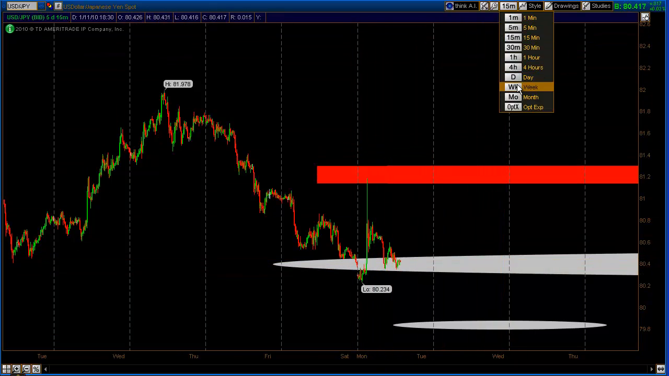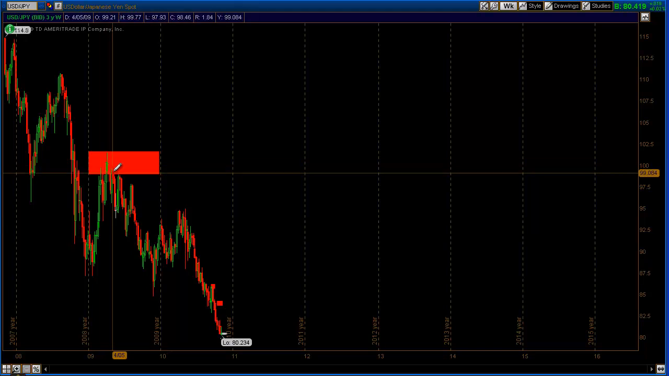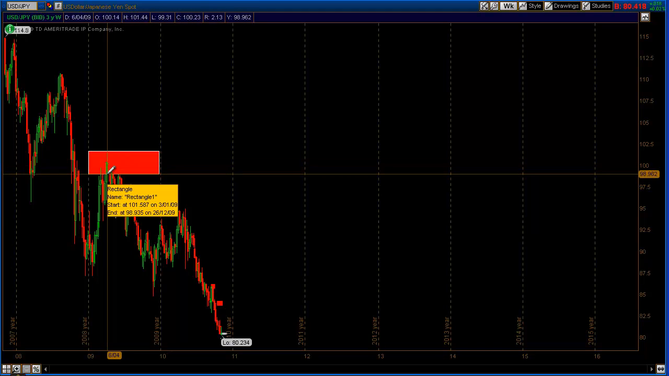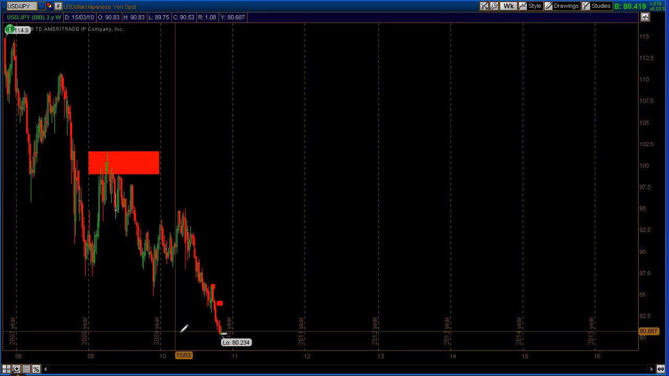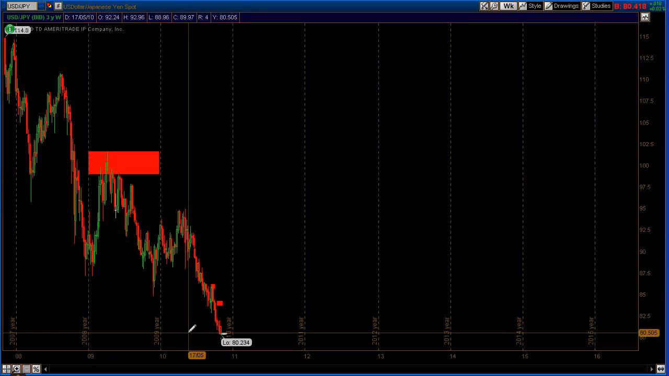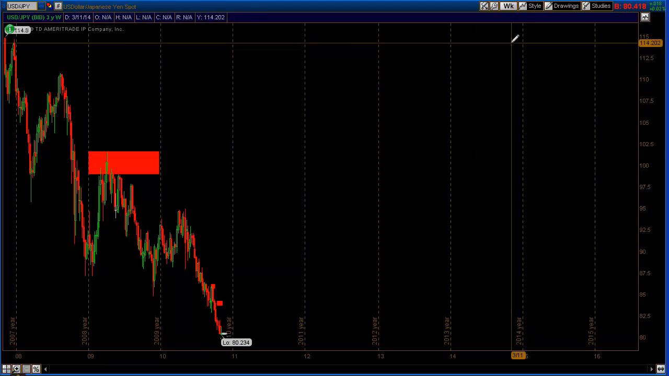We go to the weekly chart. We see that the long-term bears have been in this move since 98.96. This is all the way back in early 2009. The target has just been hit down here at the 80.30s, 80.40s area.